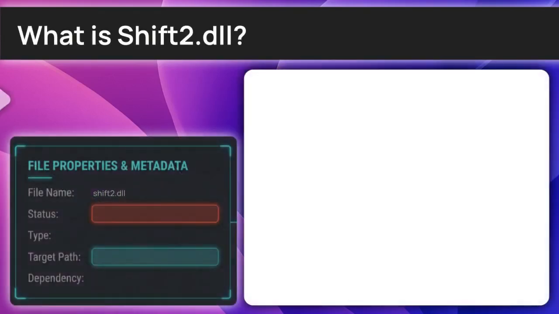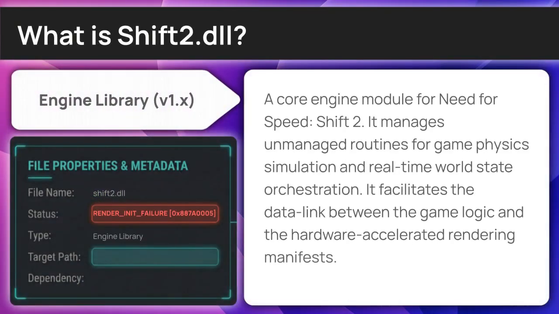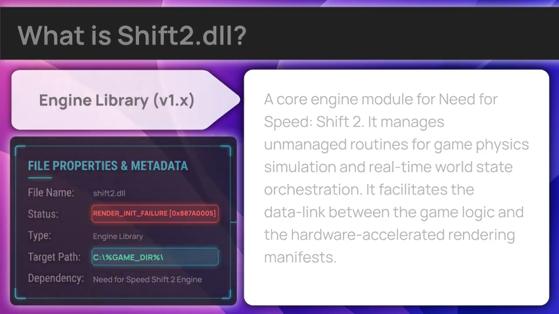This is the shift2 library, a core engine module for Need for Speed. Shift2. It manages unmanaged routines for game physics simulation and real-time world state orchestration. It facilitates the data link between the game logic and the hardware-accelerated rendering manifests. Now that we've covered what the file does, let's jump into our first fix.